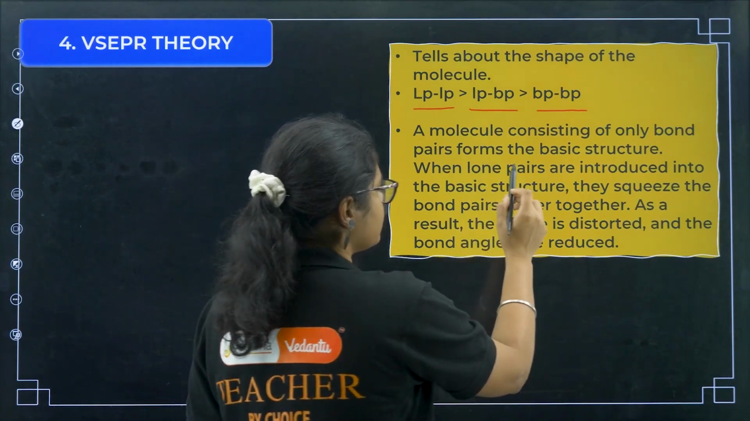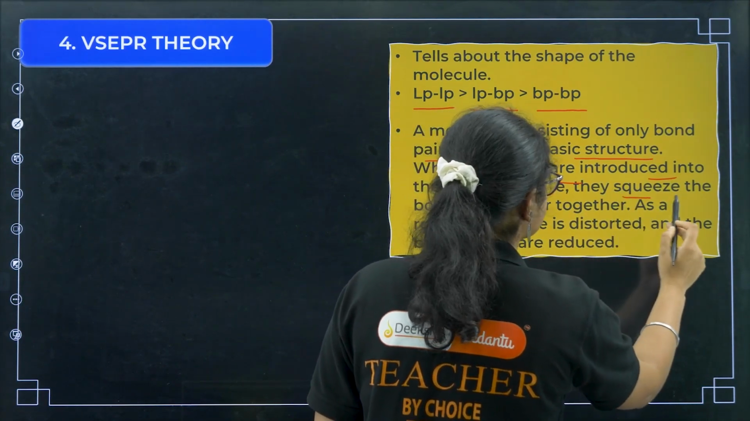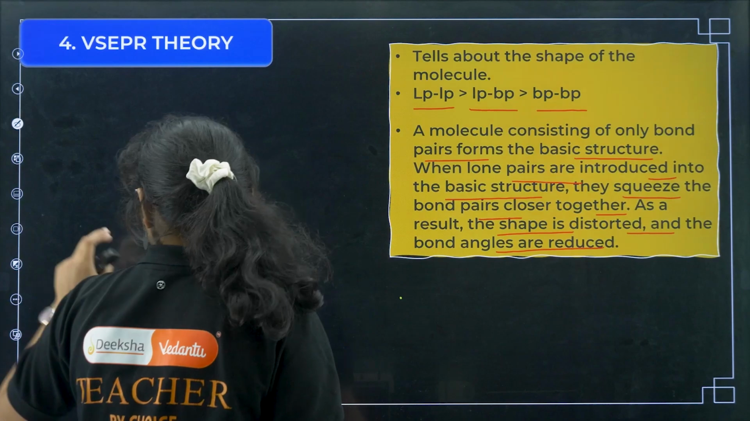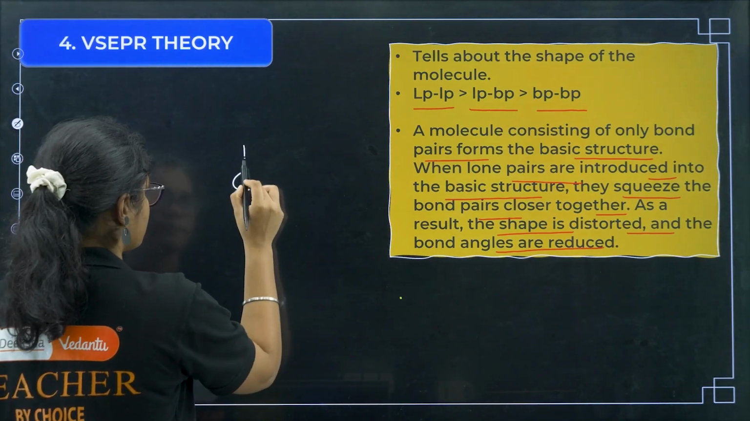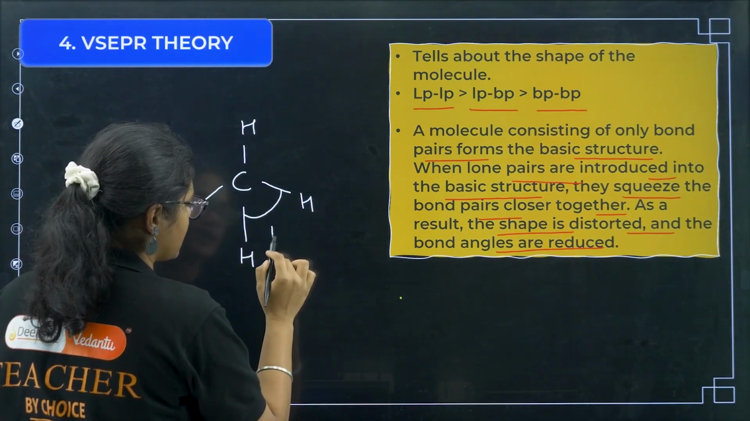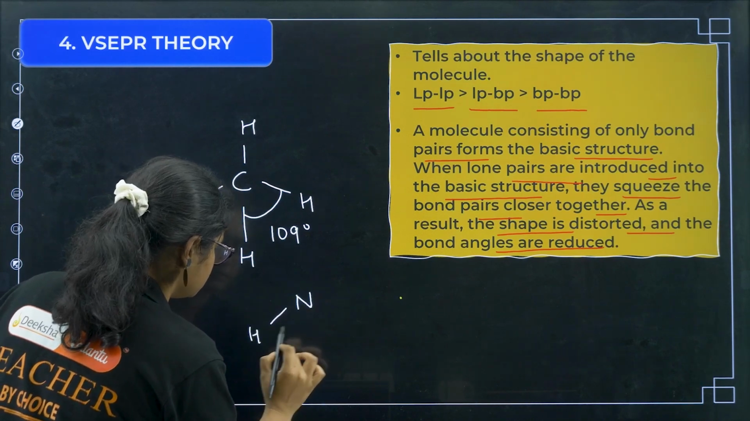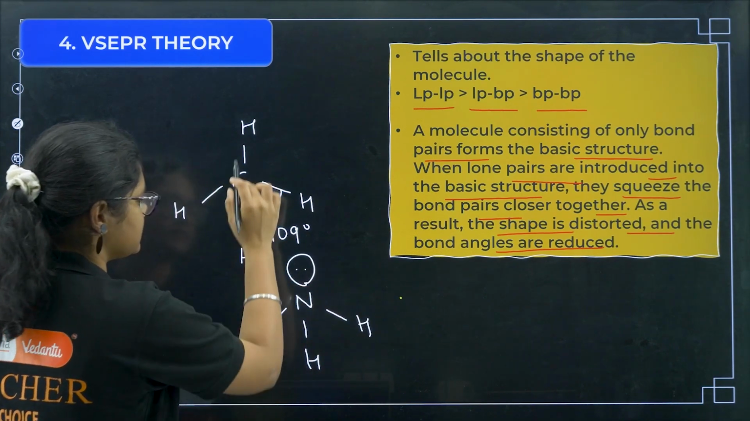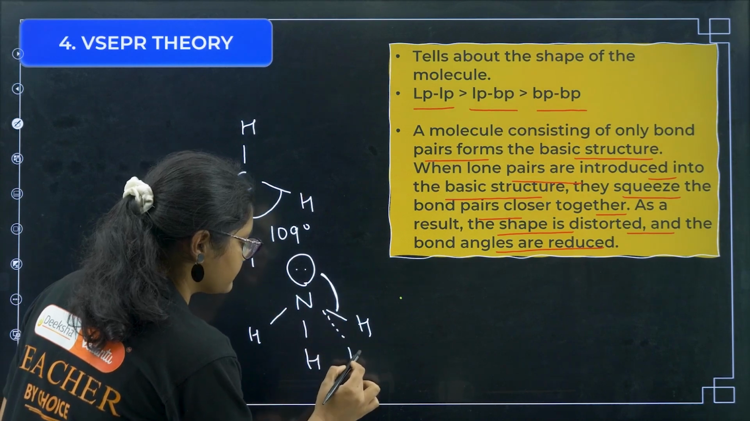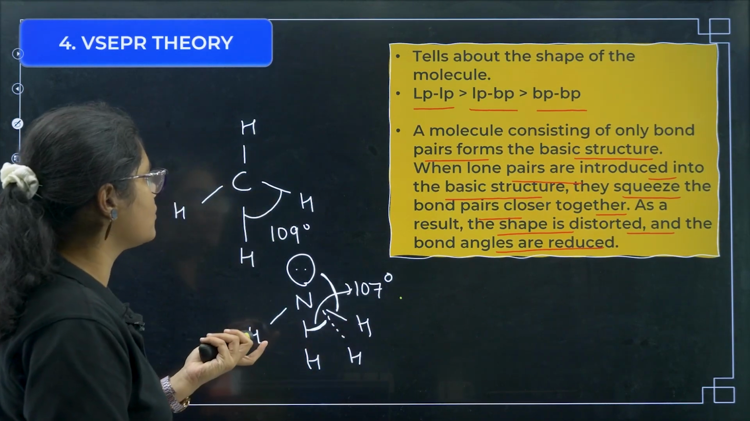Another thing: a molecule consisting of only bond pairs forms the basic structure. When lone pairs are introduced into the basic structure, they squeeze the bond pairs closer together. As a result, the shape is distorted and the bond angles are reduced. I'll tell one example here. CH4 is tetrahedral, and its bond angle is 109 degrees. Now if you replace one bond with a lone pair, as in NH3, there is lone pair and bond pair repulsion. Due to this repulsion, the hydrogens are pushed closer and the bond angle decreases to 107 degrees. So that is about VSEPR theory.